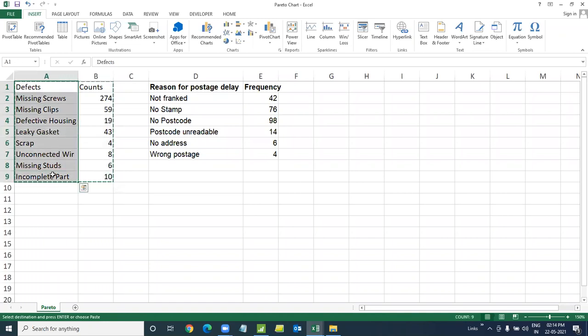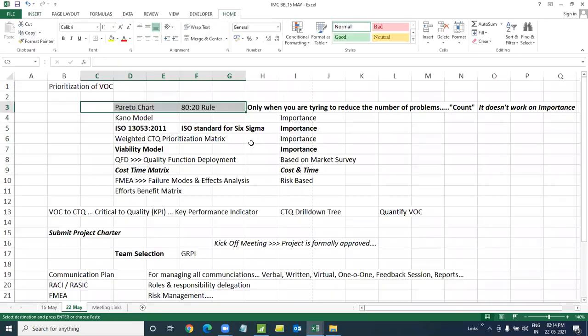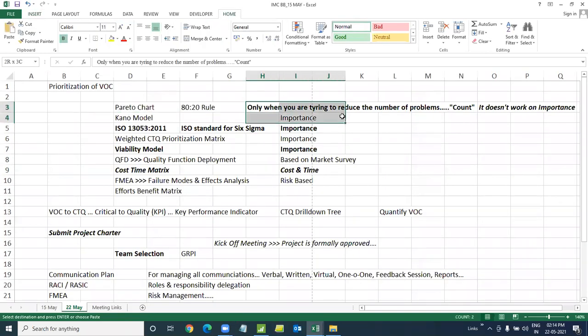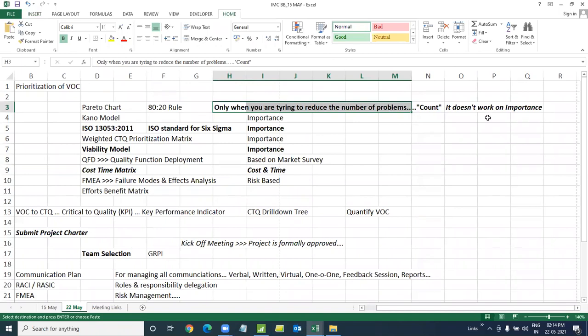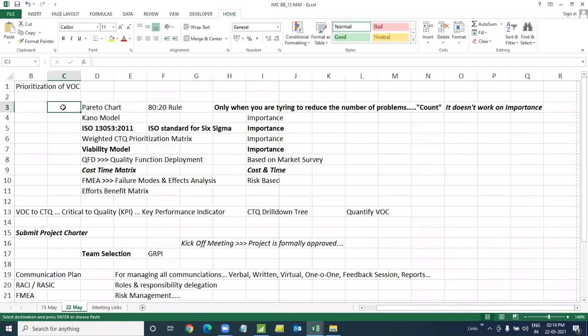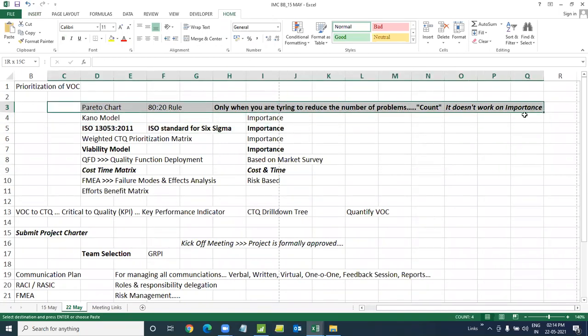not why it is happening. So if you are just concerned about reducing the number of problems, not the type of problem but the number of problems, then you go with Pareto. Technically, when we talk about Pareto chart, it is when you're trying to reduce the number of problems, not the type. Then you can look for count-based importance. That's when we go with a Pareto chart. So if you're dealing with challenges, a lot of complaints and defects, and you just want to reduce the number, then go with the Pareto. That's the right method to select a project.